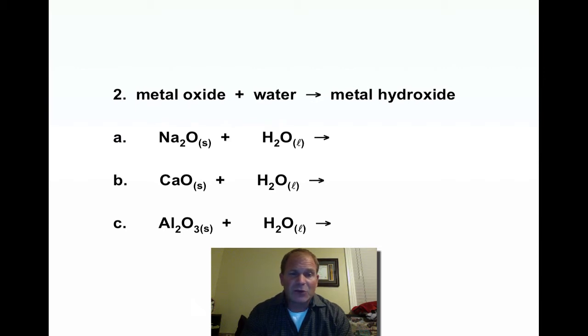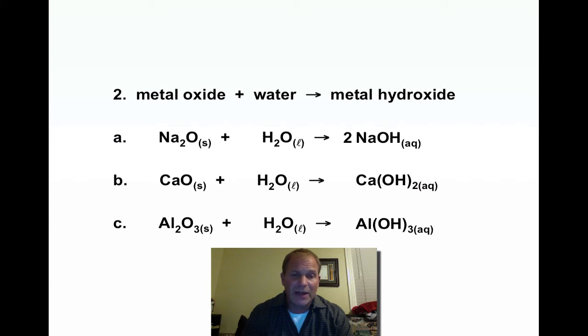This first one, sodium oxide plus water, well, sodium's in group 1, it's a +1, so sodium hydroxide is a 1-to-1 ratio, NaOH, and then you'll just balance it. My second one, calcium's in group 2, it's a 2+, so I need 2 hydroxides to zero it out. Remember, you put parentheses around your hydroxides, then you can just balance it, and it's already balanced. My last one, my aluminum's in group 13, it's a +3, so I need 3 hydroxides to zero it out, and then I'll just balance it. So these are examples of also synthesis reactions.